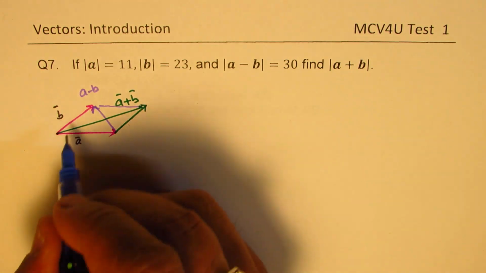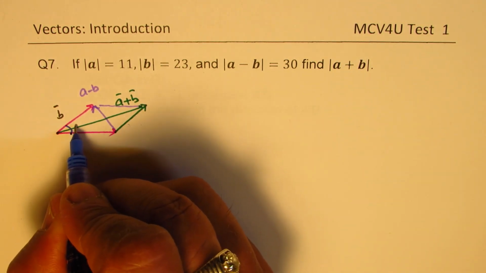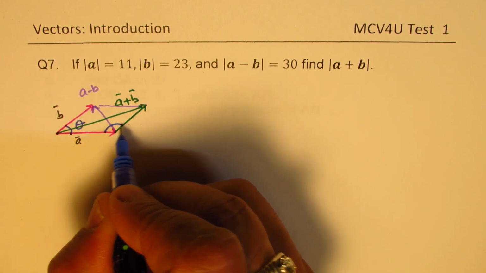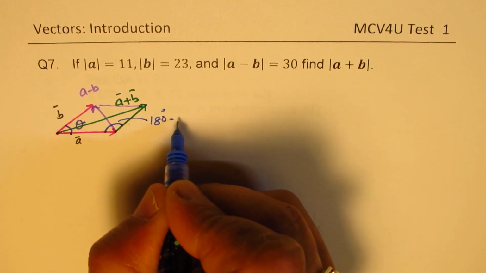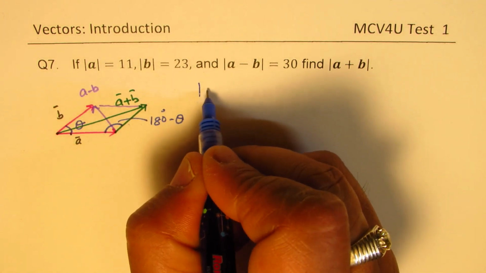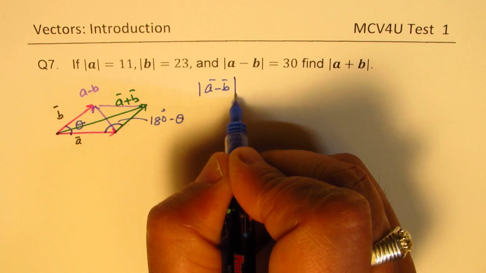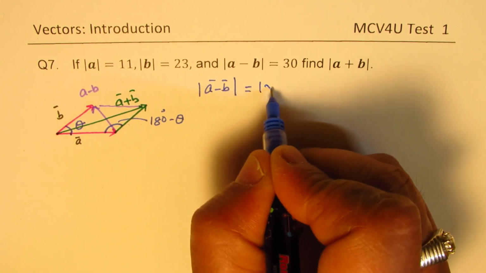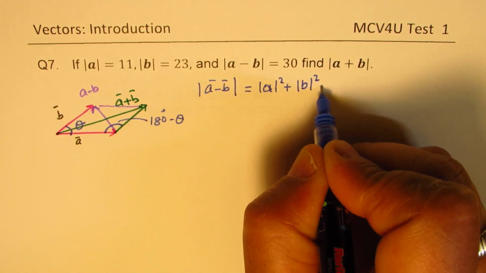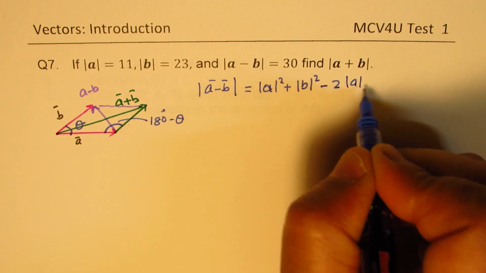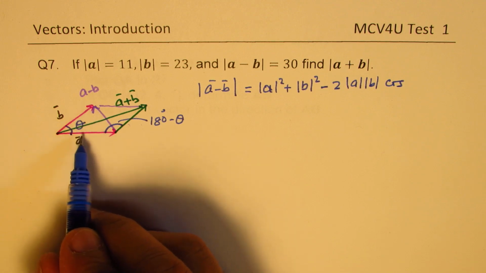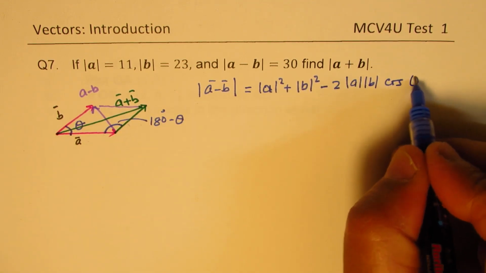So in this situation, let's say this angle here is theta, and this angle here will be 180 degrees minus theta, correct? So if you look at it, magnitude of A minus B basically will be equal to magnitude of A square plus magnitude of B square minus 2 times magnitude of A, magnitude of B, cos of angle between A and B, which is theta for difference, correct?